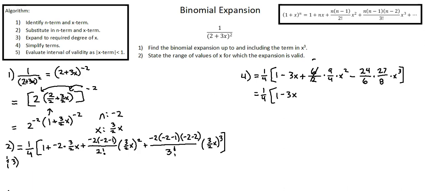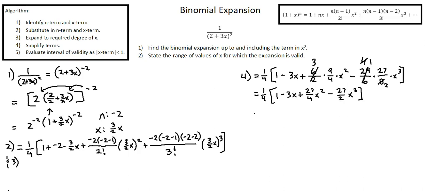6 over 2 simplifies to 3. 3 times 9 is 27 over 4 times x squared, minus 24 over 6 is 4. And notice that we have a 4 multiplied by 27 over 8. So 4 over 8 is 1 over 2. 27 over 2, x to the power of 3, close brackets.